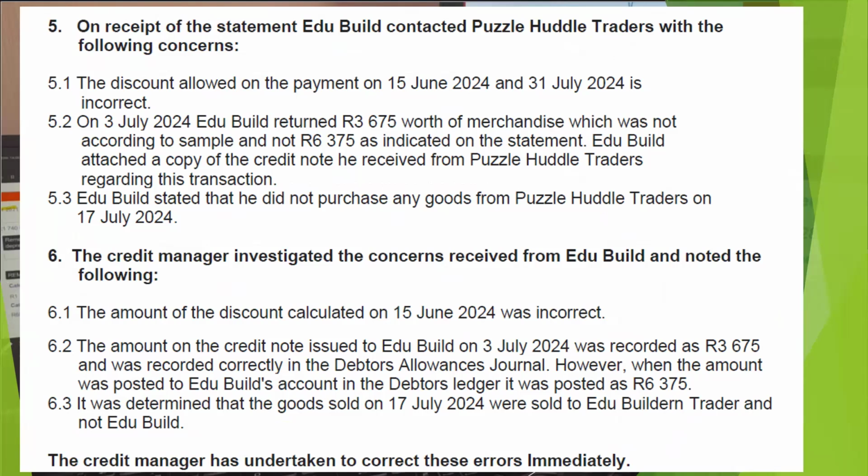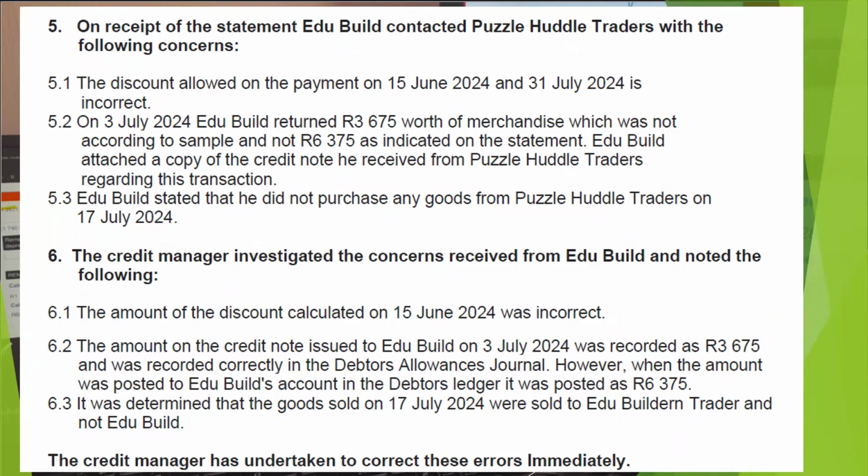Okay, let me read 6.1 or 5.2. On 3 July 2024, EduBuild returned 3,675 worth of merchandise, which was not according to the sample, and not 6,375 as indicated on the statement. EduBuild attached a copy of the credit note he received from Puzzle Heddle Traders regarding this transaction. So here they over subtracted, we need to add the difference.